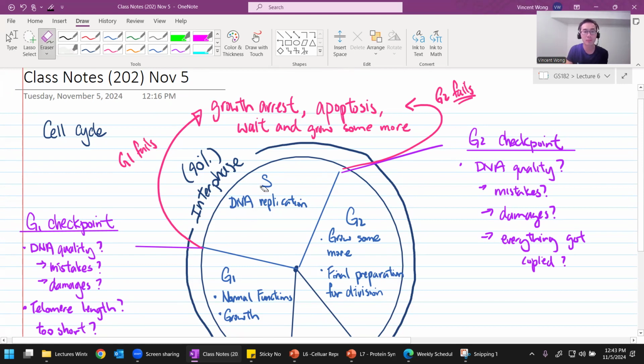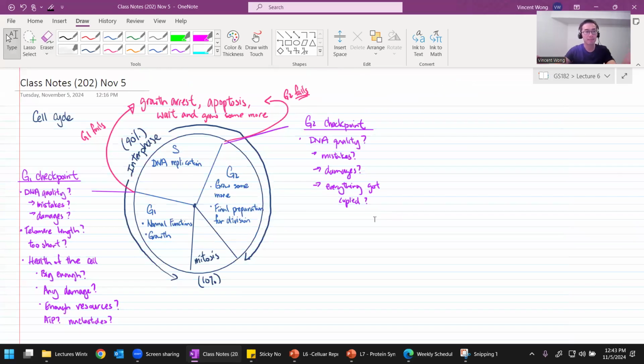No, there's no S checkpoint, right? You basically check before going into S, and then you check when you are leaving S, so to speak. So you check before and after S, and you just call them the G1 and G2 checkpoints. That's it for the cell cycle. Okay.